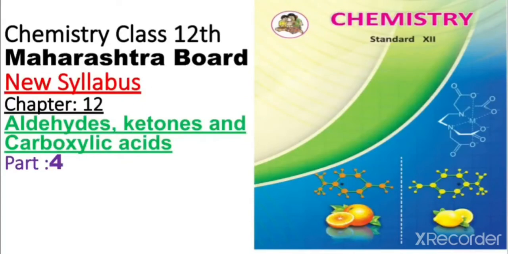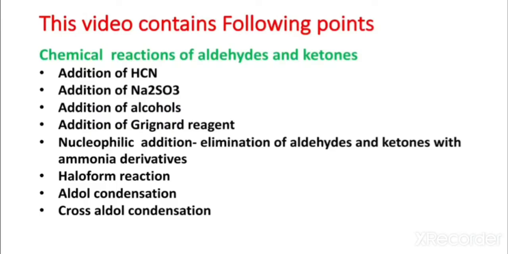Dear friends, today we are going to study chapter number 12, aldehydes, ketones and carboxylic acids, part 4. This video contains the following points: chemical reactions of aldehydes and ketones, addition of hydrogen cyanide, addition of sodium bisulfite, addition of alcohol, addition of Grignard reagent, nucleophilic addition-elimination of aldehydes and ketones with ammonia derivatives, haloform reaction, aldol condensation, cross aldol condensation.